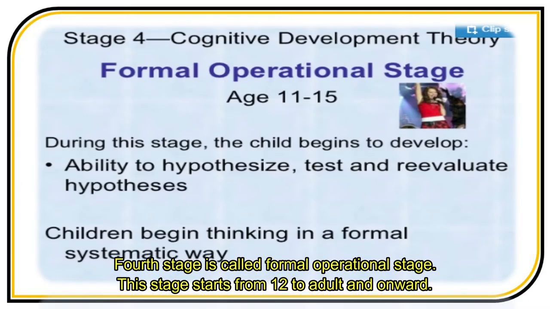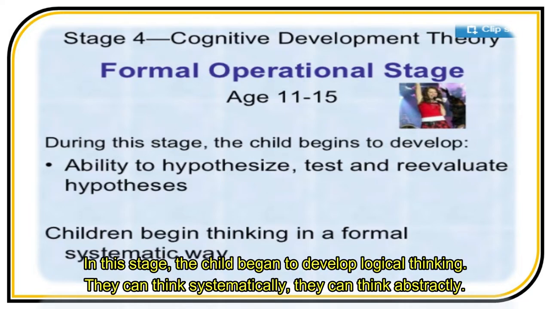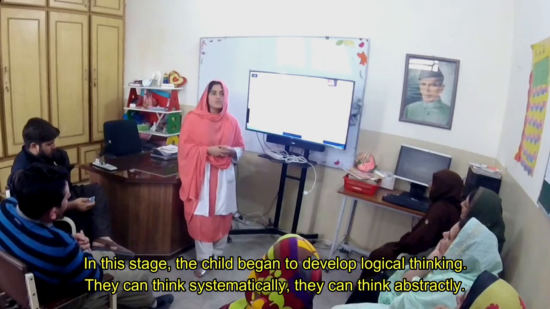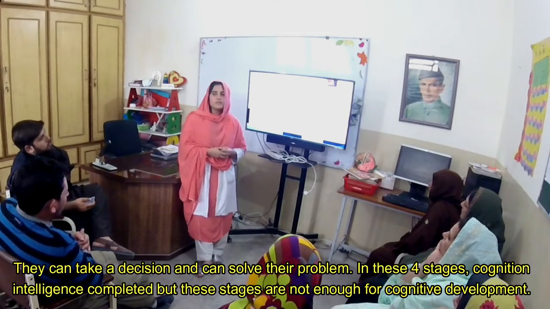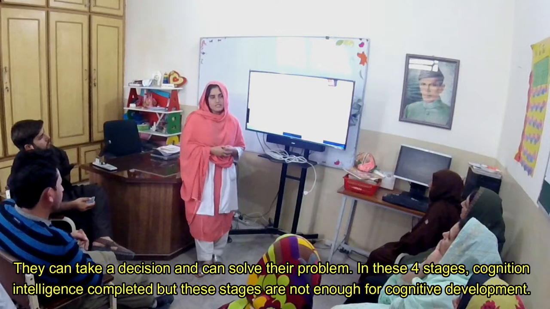The fourth stage is called the formal operational stage. This stage begins from adolescence and onward. In this stage, a child begins to develop the ability to think in a systematic way, think logically, think abstractly. They can solve their problems, they can take decisions. In this stage, cognitive intelligence is completed.